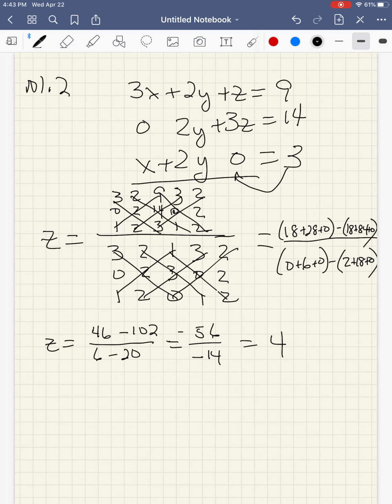So you have to be really careful and meticulous about drawing the lines and making sure that you're multiplying the right numbers, but it's a lot faster than having to use elimination or substitution two different ways here to solve this system.